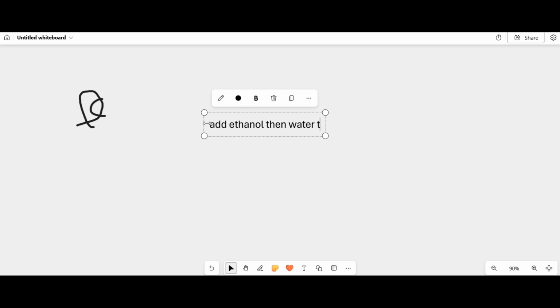Alright, C. Describe how to test a sample for the presence of lipid and how you could recognize a positive result. We should know this by now: add ethanol, then water, then shake, and a white emulsion will appear. Standard.